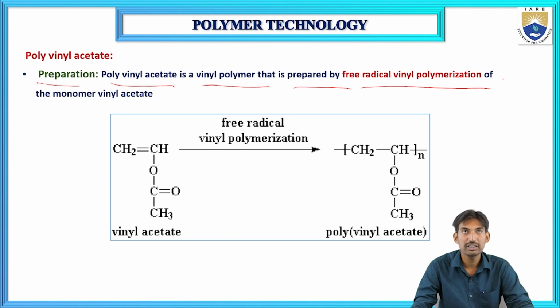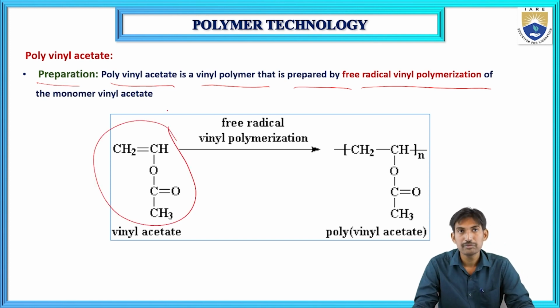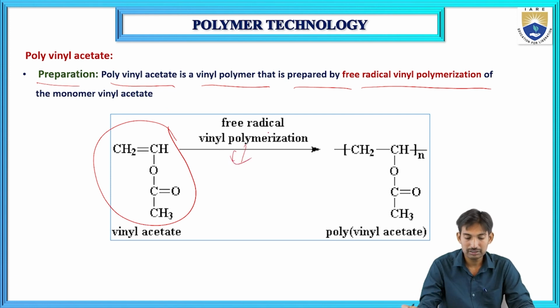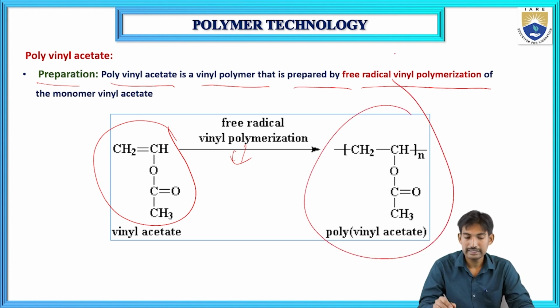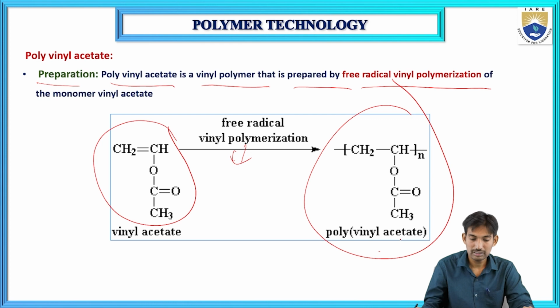The monomer is vinyl acetate. The monomer vinyl acetate will undergo free radical vinyl polymerization, and it will form polyvinyl acetate.